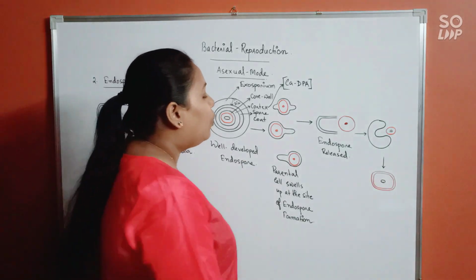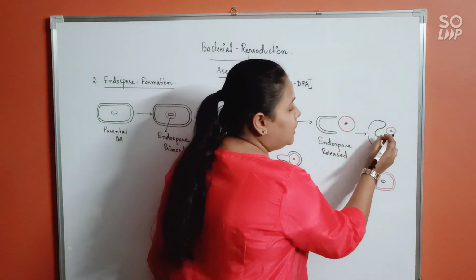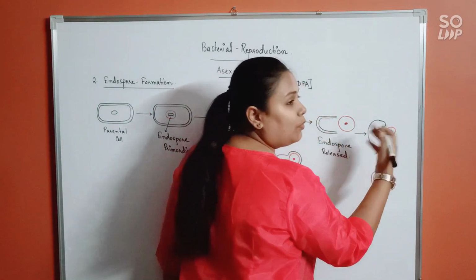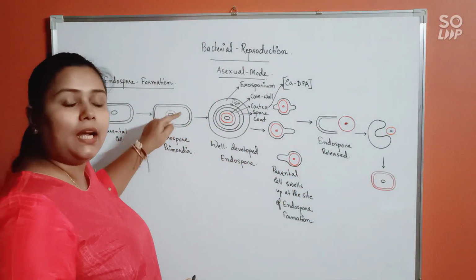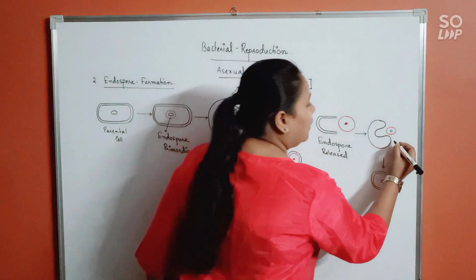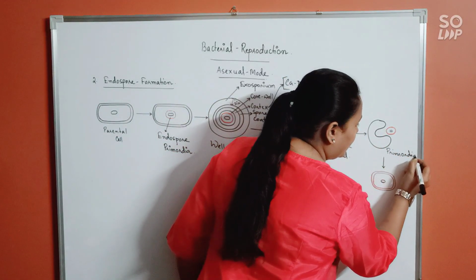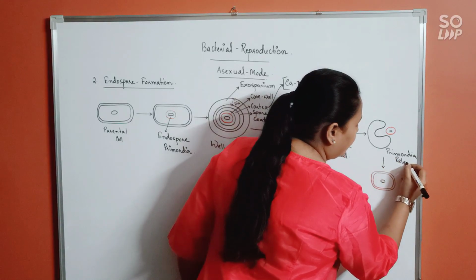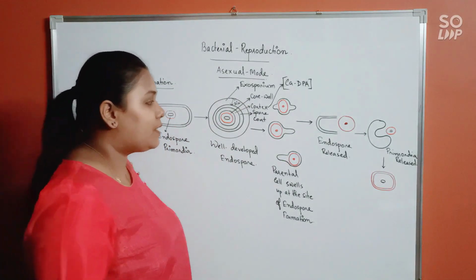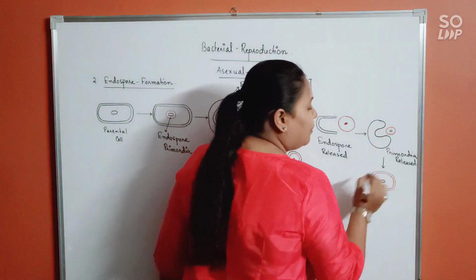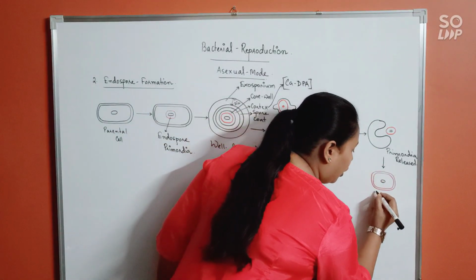And finally, when favorable condition returns, the endospore walls will break down and the primordia will be released. This is the primordia. Only this section of the bacterial cell containing the nucleoid will be released. And as it is released, finally, this primordia will eventually commence into a daughter cell.